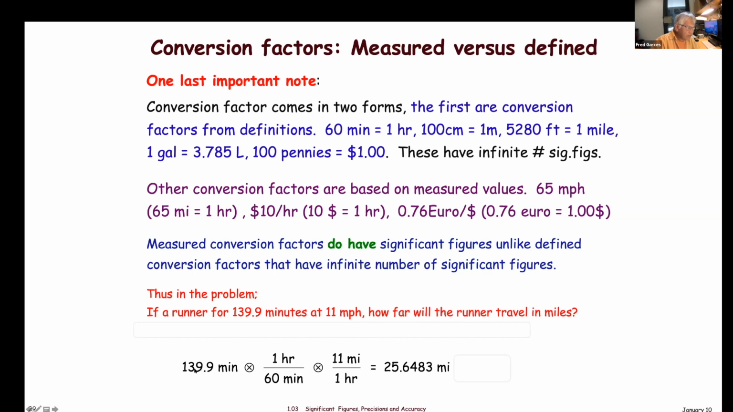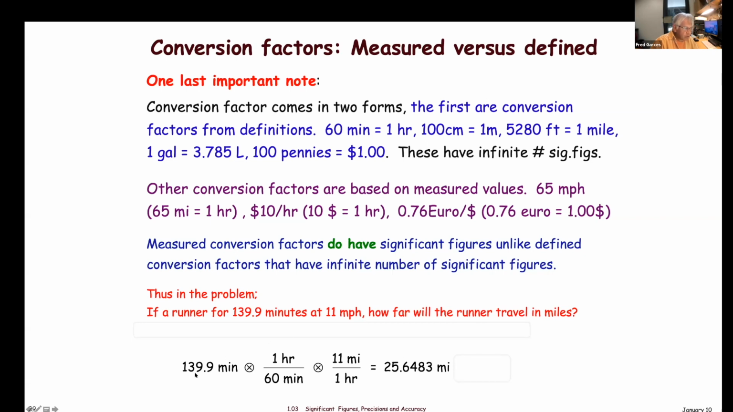Okay, so the original answer question has 4 significant figures. These are conversion factors, okay? These conversion factors are definitions. This has infinite number of significant figures. This has infinite number of significant figures. When you do the math, this is the number that you would get in your calculator.